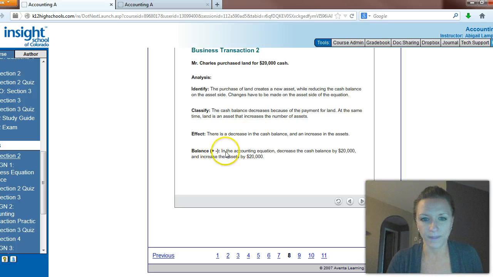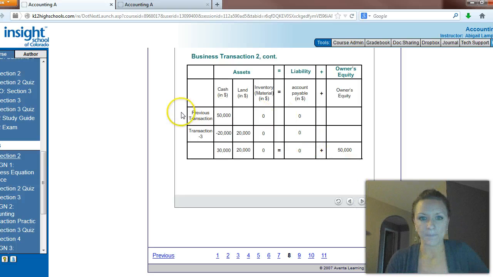So the balance would look like this. Decrease in cash by $20,000, increase in assets or land by $20,000. So this is kind of what it's going to look like. Okay, this first line is the transaction of the $50,000 initial investment. So that was $50,000 that went towards cash and $50,000 that went towards owner's equity. There should be a $50,000 here. There's kind of some little misprints throughout your text, but there's $50,000 here, so that's balanced on our equation.